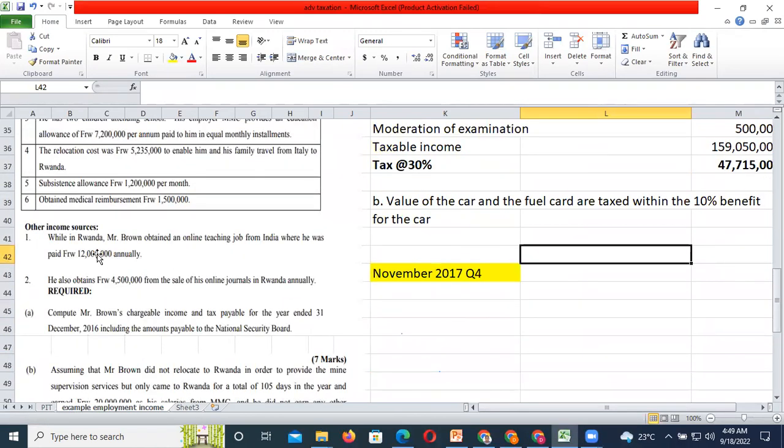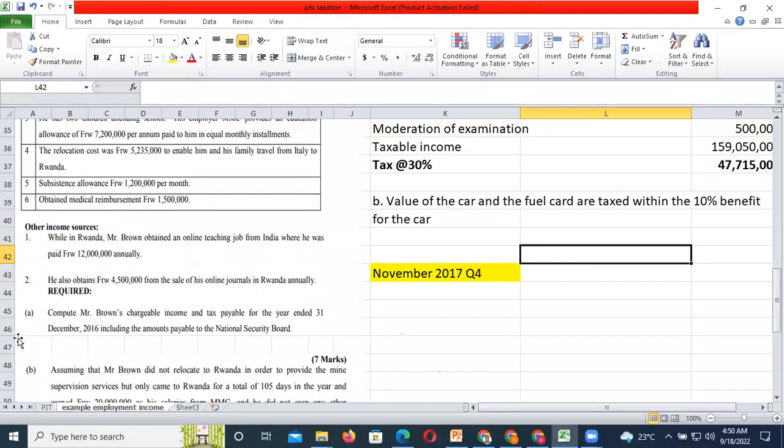While in Rwanda, Mr. Brown obtained an online teaching job from India where he's paid 12 million annually. So this is the second employment. This is the first employment. This is the second employment. He also obtains 4.5 from the sale of his online journal in Rwanda annually.